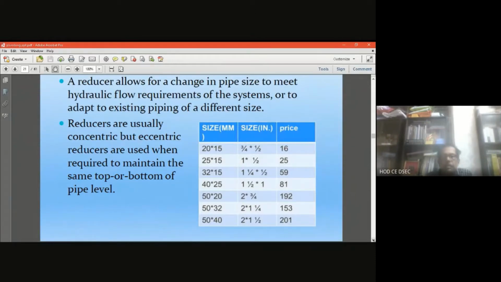Now these are the sizes in millimeter: 20 by 15. That means the reducer reduces the diameter from 20 millimeter to 15 millimeter. Similarly, 25 millimeter to 15 millimeter, the diameter has been reduced. 32 to 15. So two diameters are there, because one is the larger diameter and another is the smaller diameter. So the specification of the reducer is given by the two diameters, like 25 by 20. That means it reduces from the size of 25 to 20, like 32 by 15, like 40 by 25, 50 by 20, 50 by 32, 50 by 40. So this is the thing.